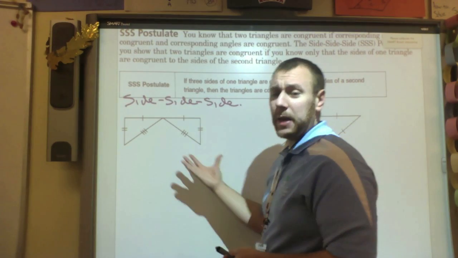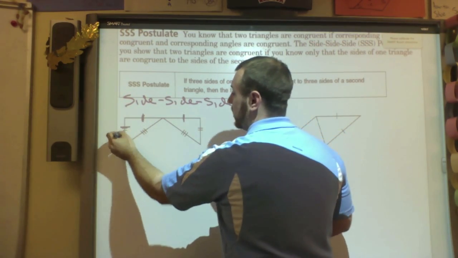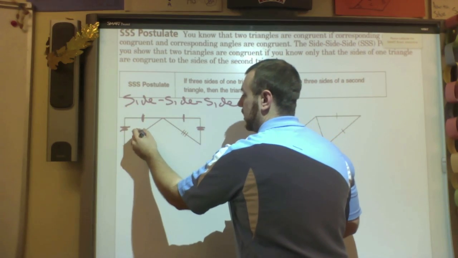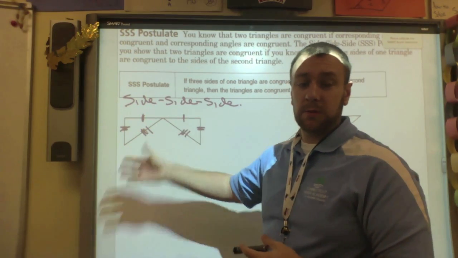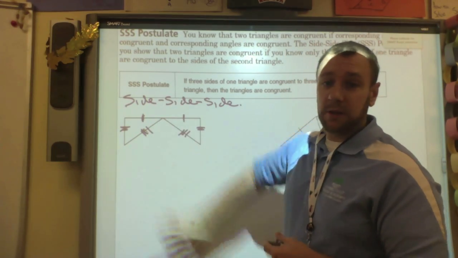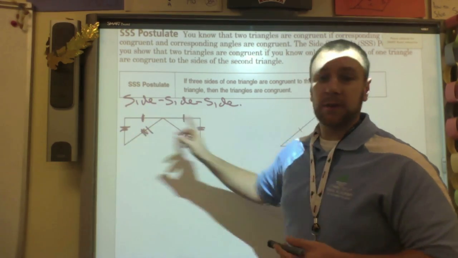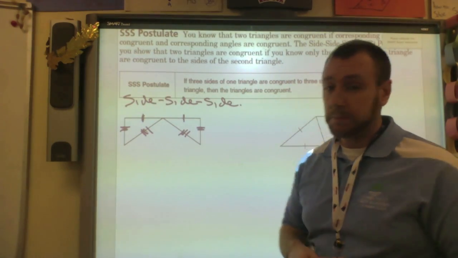So you notice in this picture here, this side is congruent to this side, these two sides are congruent, and these two sides are congruent. So therefore, the triangles, we can say, are congruent. Meaning that if I know these sides are congruent, I can also tell that the angles are congruent, and that all the measures are going to be the same.